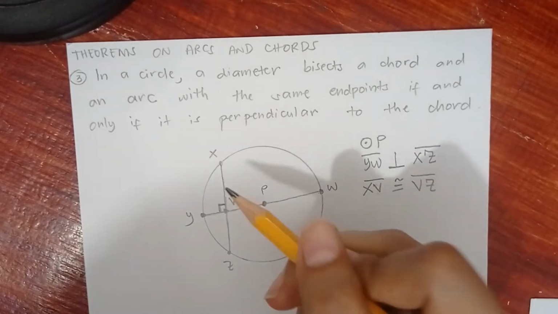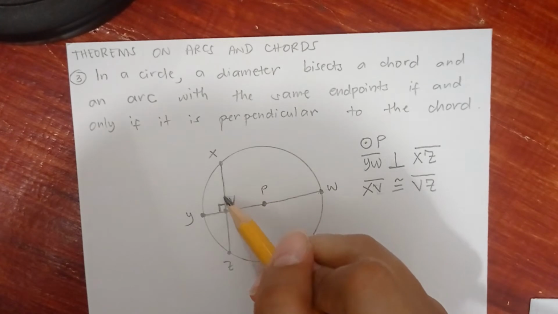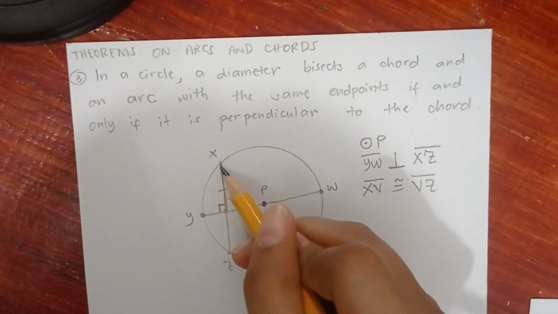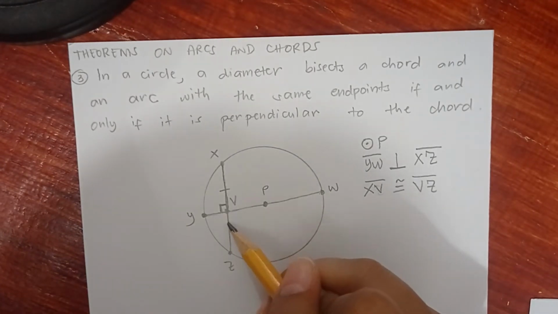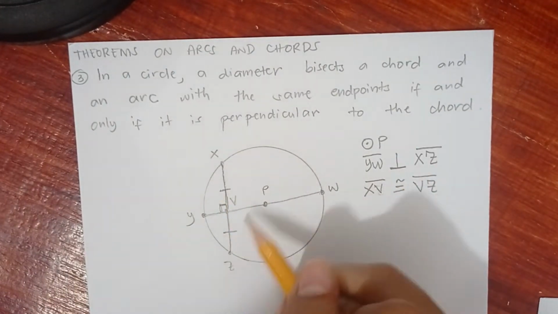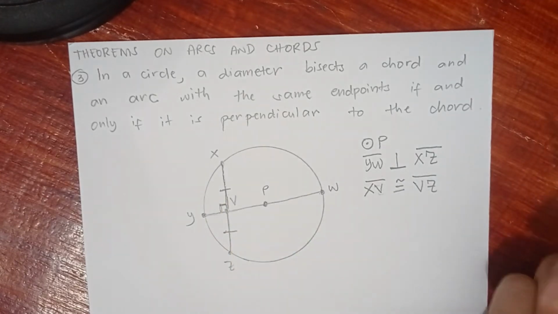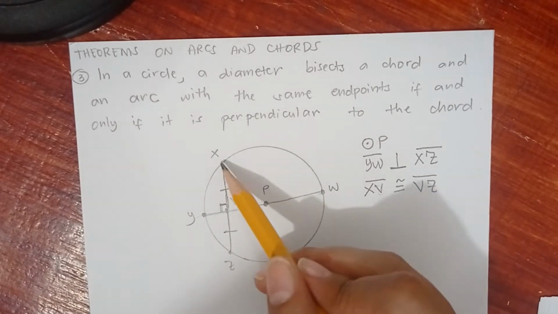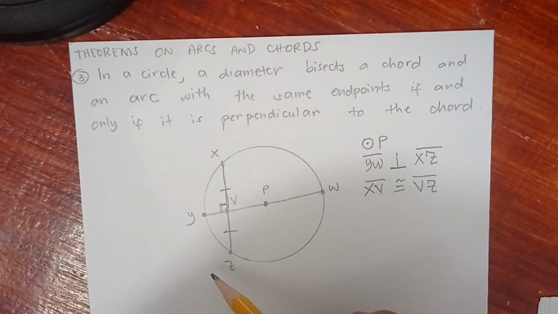yung line segment XV is congruent to line segment VZ. Asan yun? Ito, XV, itong line segment na to, is congruent to line segment VZ. Ito yung symbol natin pag congruent yung dalawang line, di ba? So, dahil binabisect niya, itong diameter na to, binisect niya yung chord. Pag sinabing bisect, class, hinahati into two equal parts.